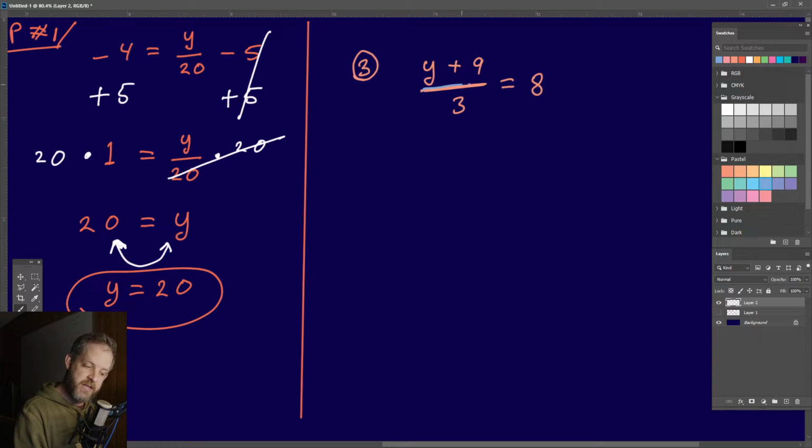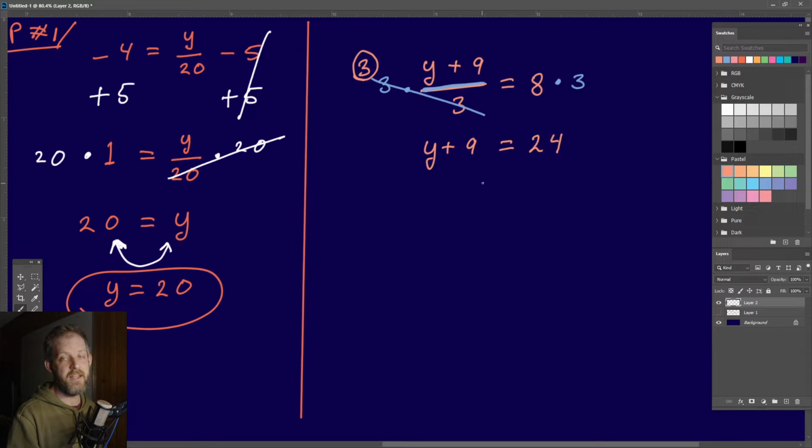Now, how is this 3 attached? What is that fraction sign the same as? It's the same as division, right? So to get rid of division, we multiply. We're going to multiply times 3 on both sides. We do 3 on this side and times 3 on this other side. These ones cancel, leaving us with just y plus 9 equals 8 times 3. What is that one? 24.